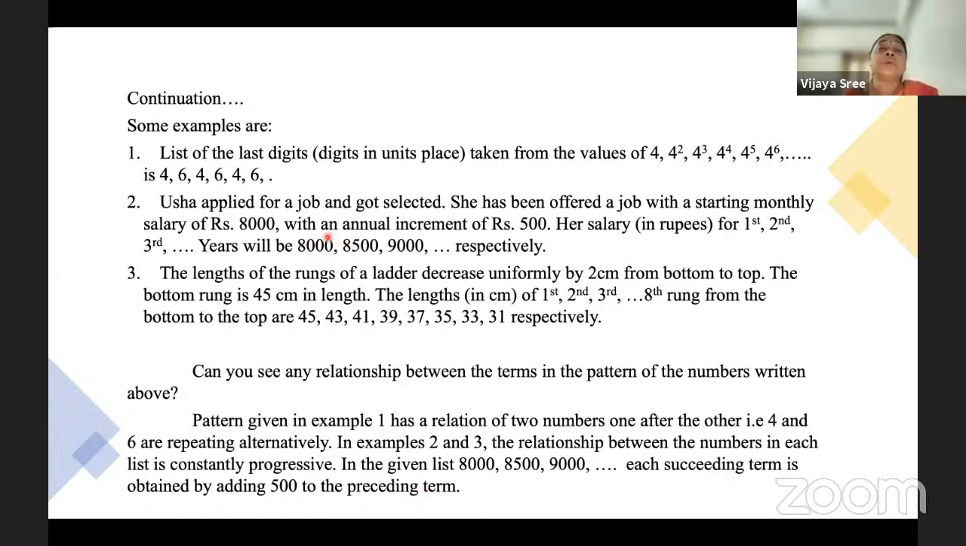Here, in these two consecutive numbers, this is the preceding term and this is the succeeding term. Suppose we take these two, this is the preceding and this is the succeeding. The succeeding term is obtained by adding 500 to the preceding term. Add 500 to the preceding number, we can get the succeeding. Like this, respectively. This is one pattern.